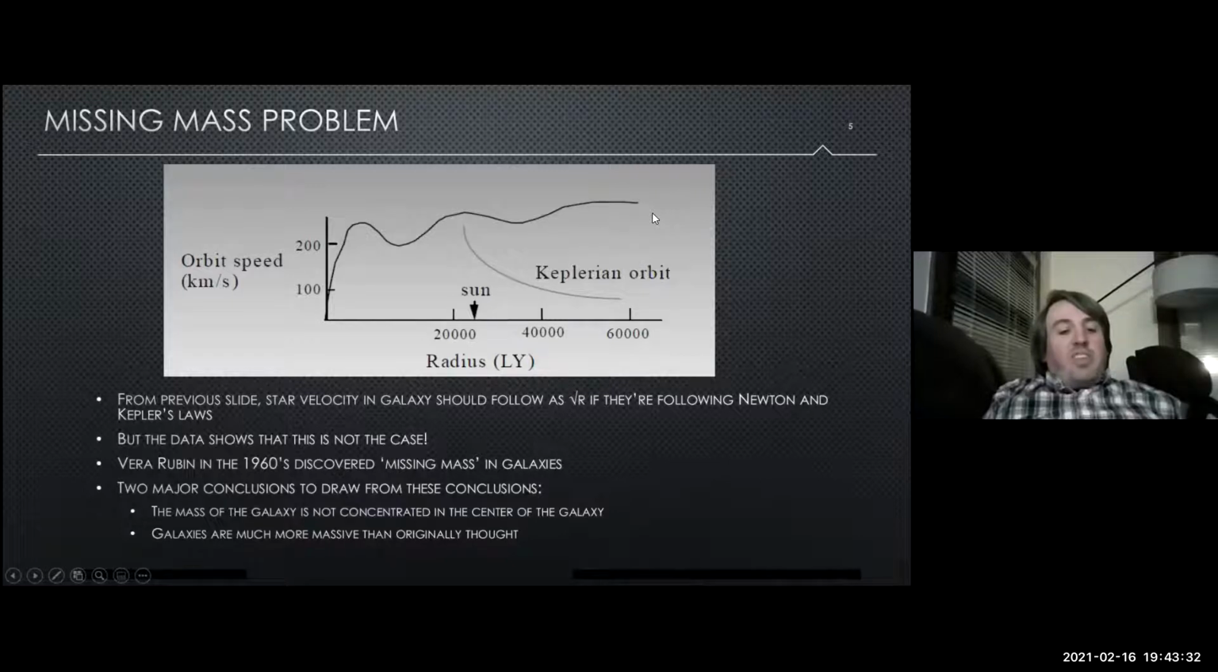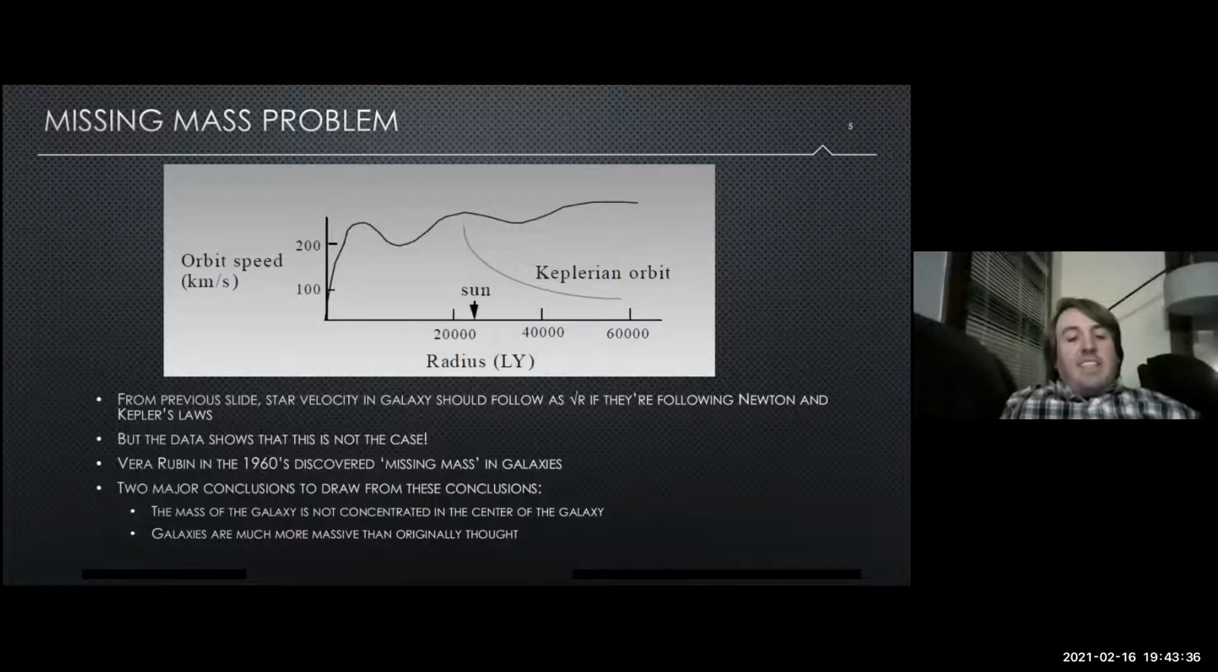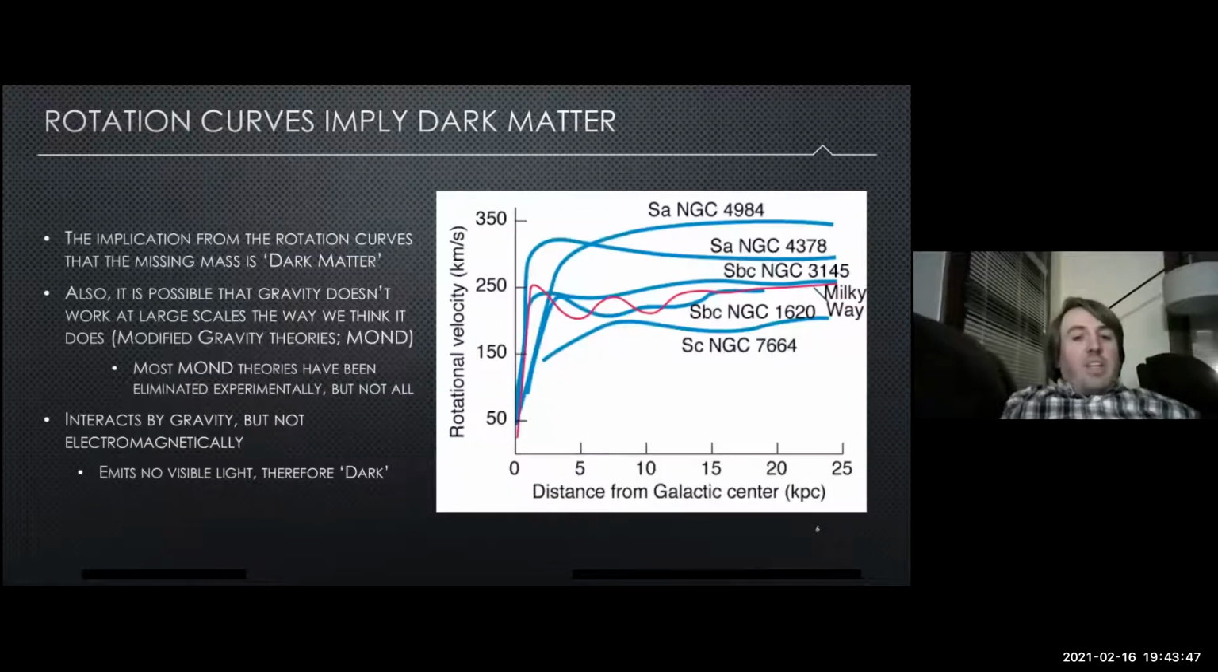There are 2 major conclusions that we can draw from this: that the mass of the galaxy is not necessarily concentrated in the center of the galaxy, and that galaxies are much more massive than what we originally thought. This is what we call the missing mass problem. So, these rotation curves here have the distance from the center of the galaxy plotted with the rotational speed on the y-axis. The implication from these rotation curves is that this missing mass is dark matter.